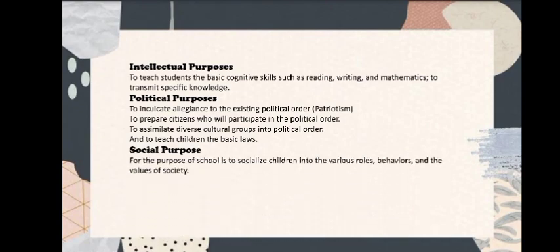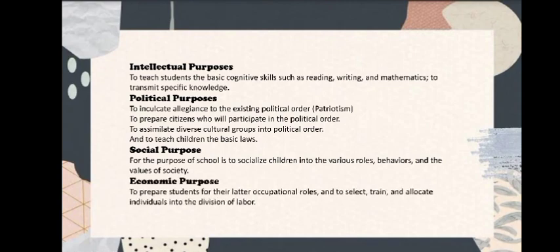So, we have intellectual purposes and political purposes, and we also have a social purpose. The purpose of school is to socialize children into the various roles, behaviors, and values of society. We also have an economic purpose: to prepare students for their later occupational roles and to select, train, and allocate individuals into the division of labor. So that's all for the family and education.